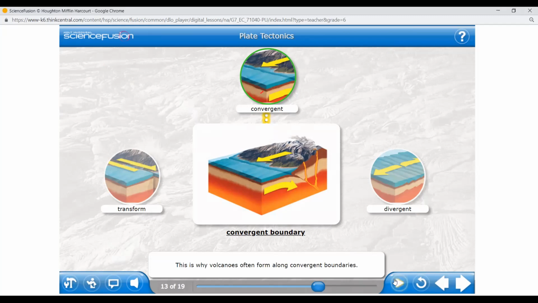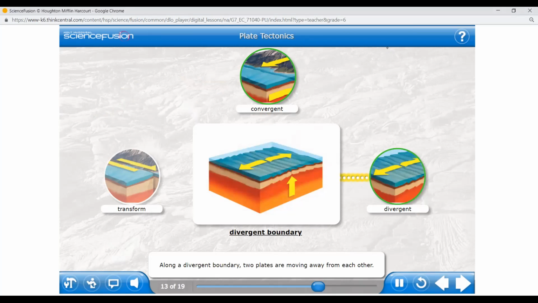Okay. Now, I told you there are two conditions. In one condition, it forms mountains by colliding with each other. In the other condition, it goes under the other layer. So what happened to this layer? Because it goes under, it mixes with magma. It melts because it mixes with magma. So this is why volcanoes often form along convergent boundaries.